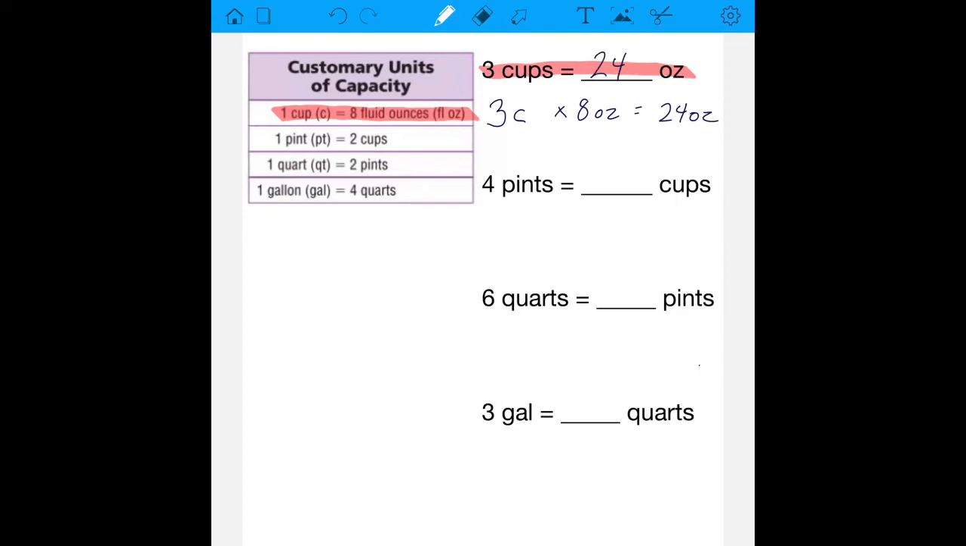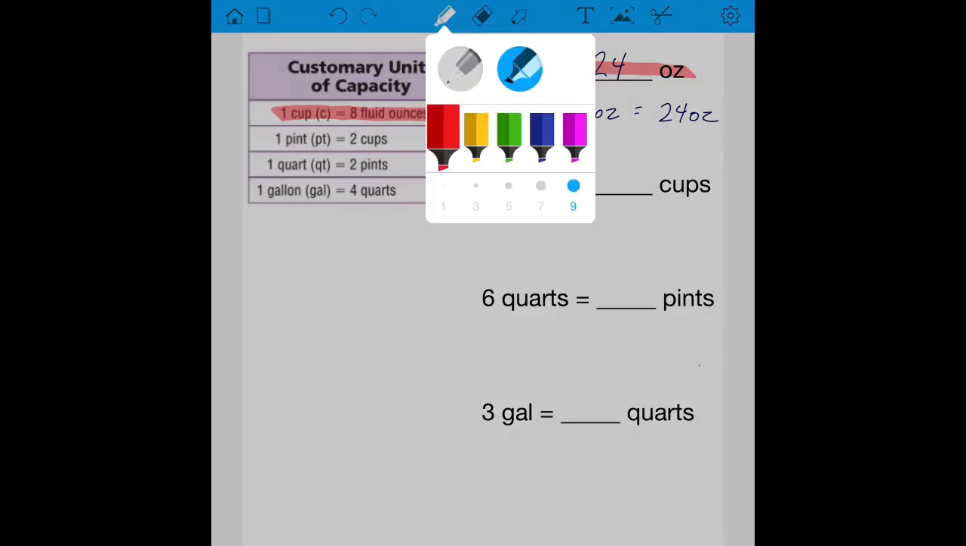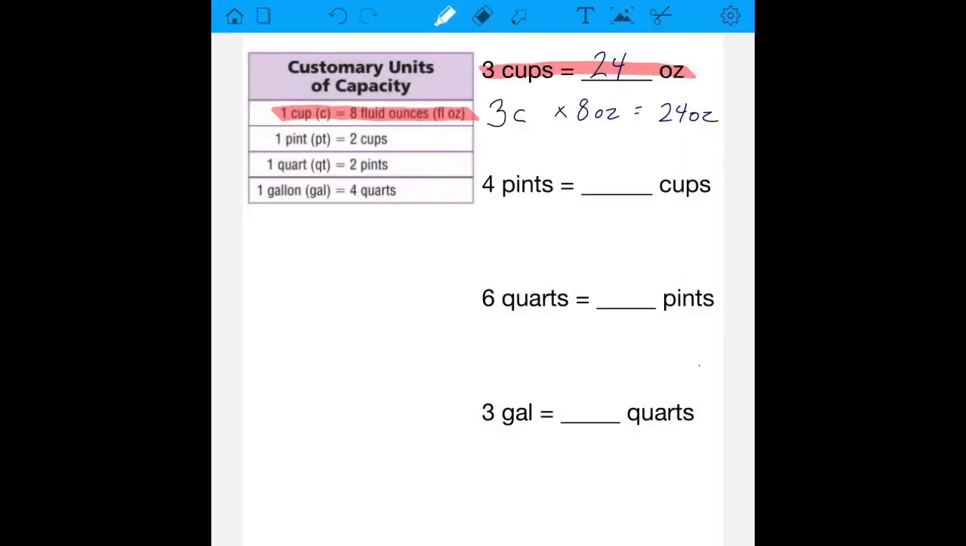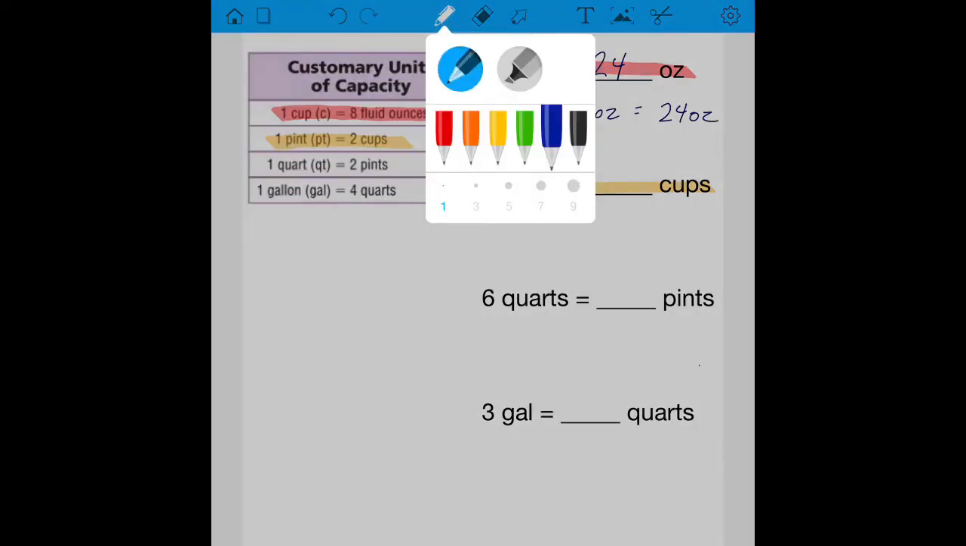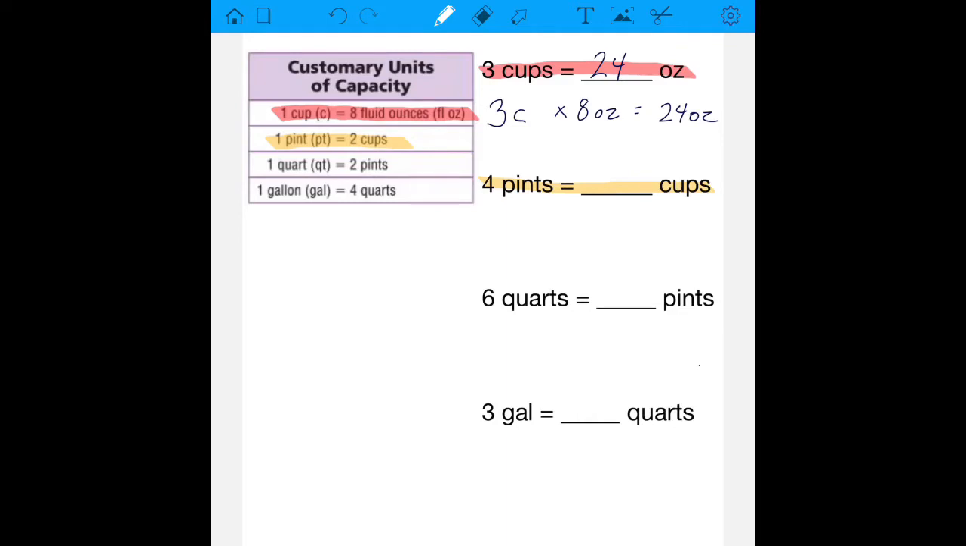Now when I jump to this next problem, it's going to bring up the idea of some pints. Pints are going to be a little bit bigger than cups. So in this case, it says 4 pints equals how many cups? Again, I'll look at my chart and I can see that 1 pint equals 2 cups. So I'll again do my multiplication. I'm going to do 4 pints times 2 cups, that equals 8 cups. So I know that 4 pints times 2 cups equals 8 cups.